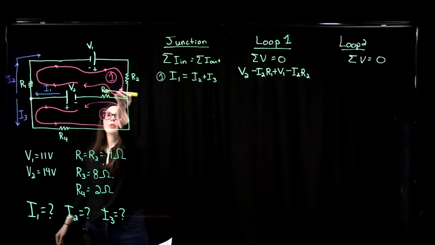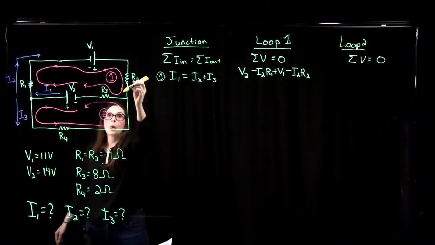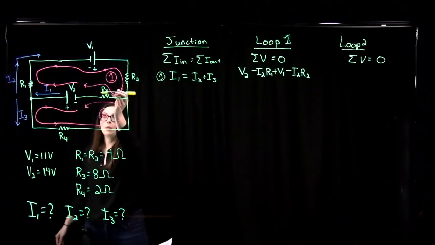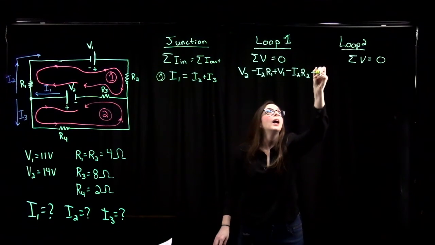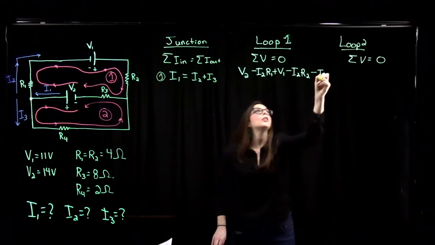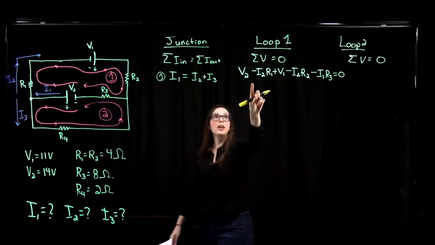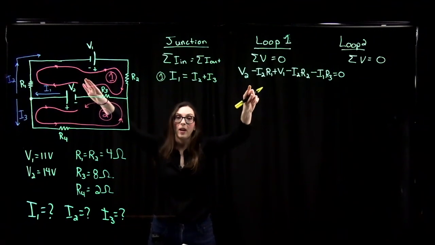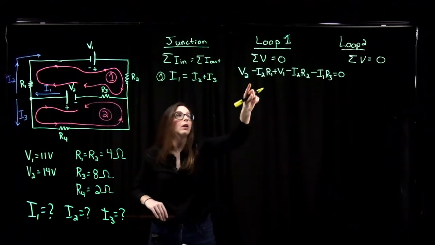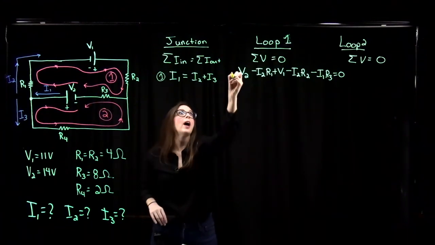Now, as we move through R3, the current through this branch right here, we call I1. So the potential through R3, we're decreasing our potential here, and that potential is going to be minus I1 R3. And that has to equal 0. So this is our equation for loop 1 right here. Using Kirchhoff's second rule, this is our equation for loop 1, and I'm going to call that equation 2.